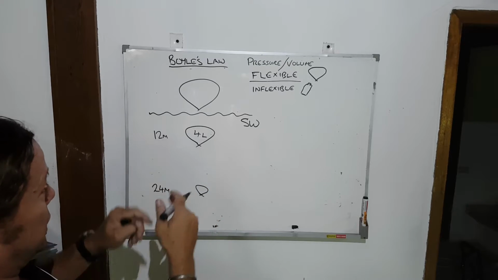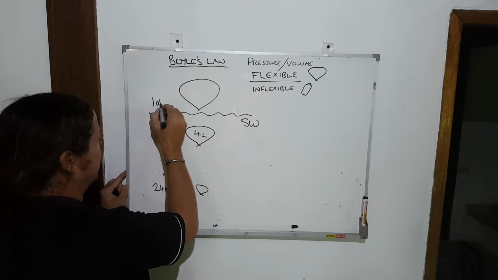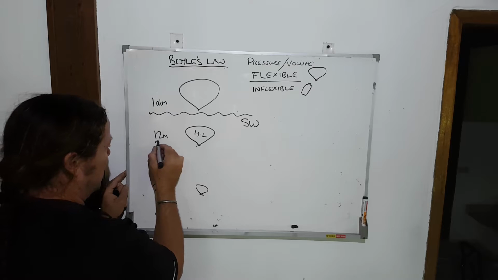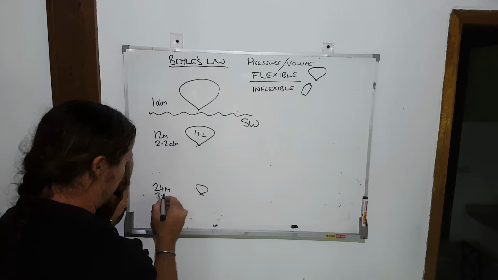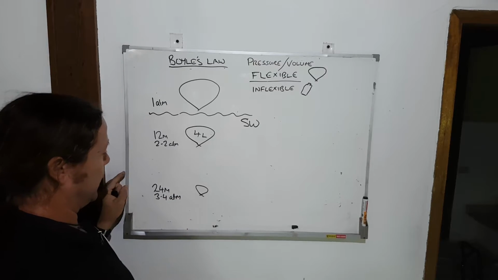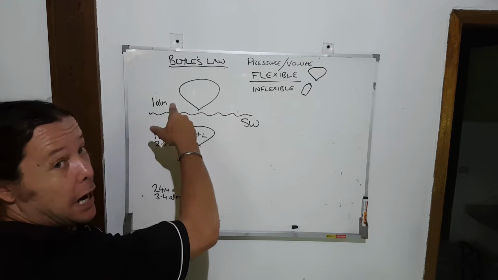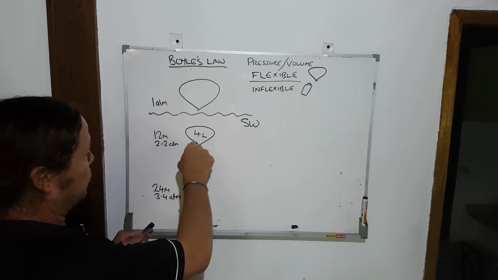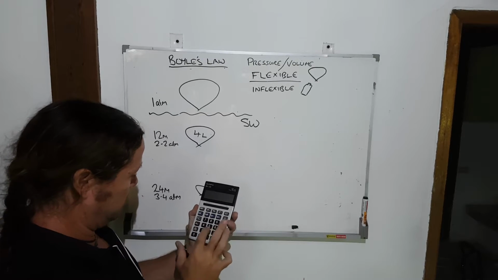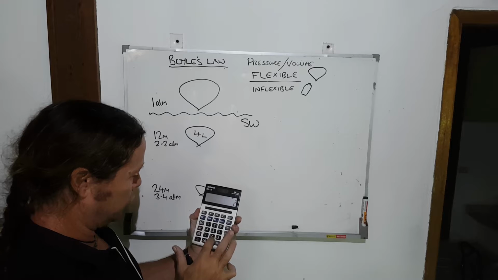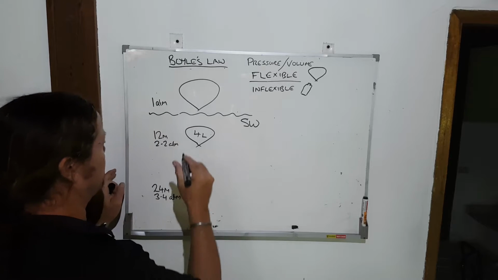But not all my information is here. I need more information than this. I need to know the pressure. So I've got an easy 1 atmosphere here. I've got 2.2 atmospheres here and 3.4 atmospheres here. Fantastic. So when it goes up, how much bigger does it get? It gets 2.2 times bigger. If you need it, bring out the calculator. 4 times 2.2 equals. Okay, I'm happy. It's 8.8 litres big at the surface.